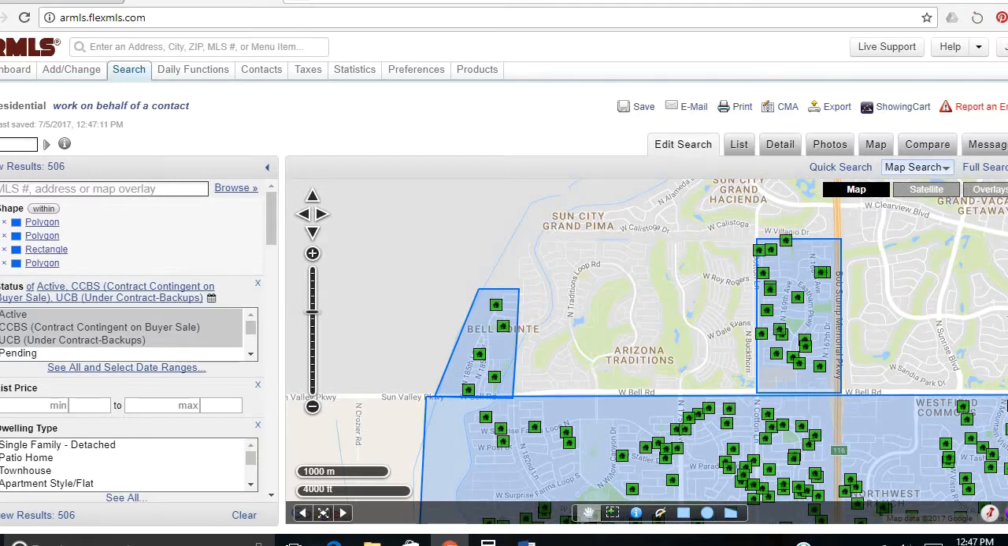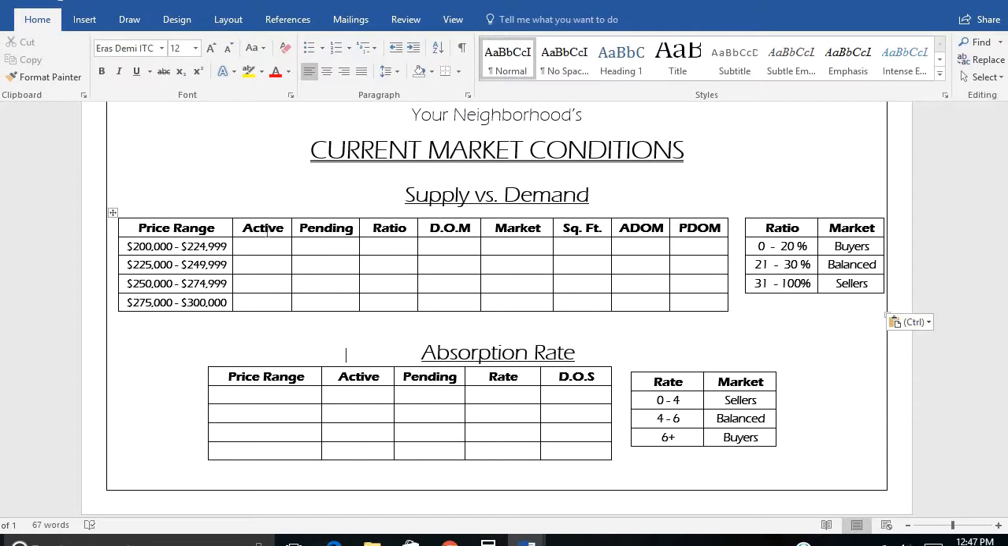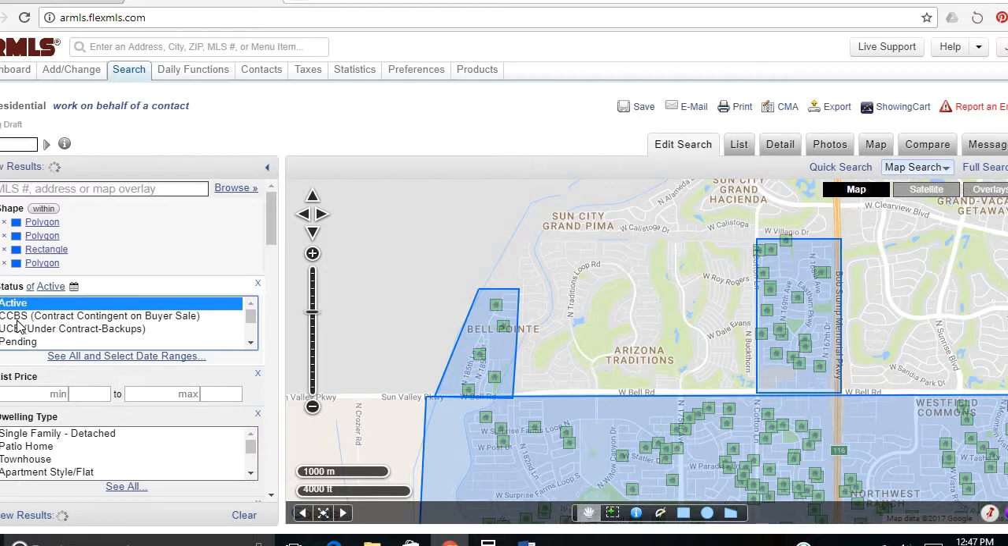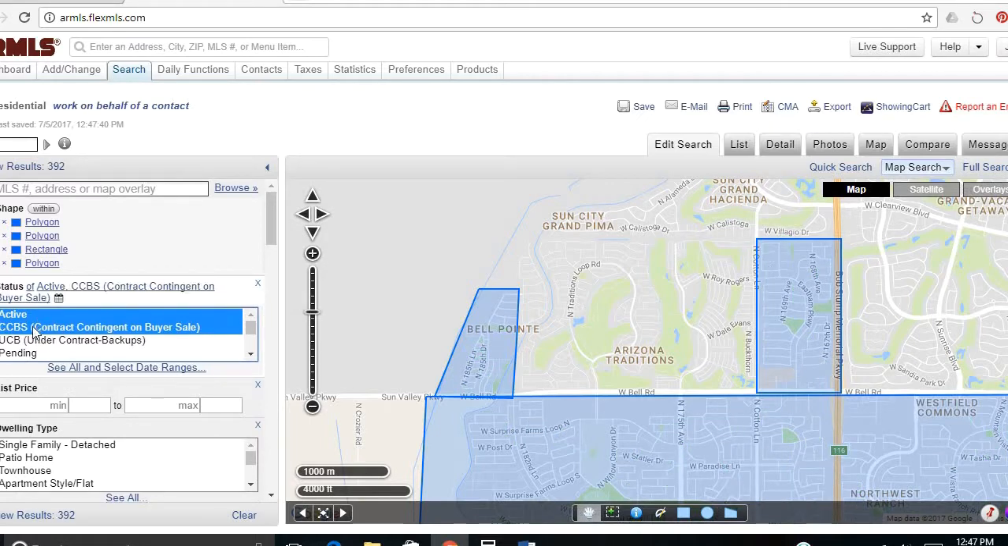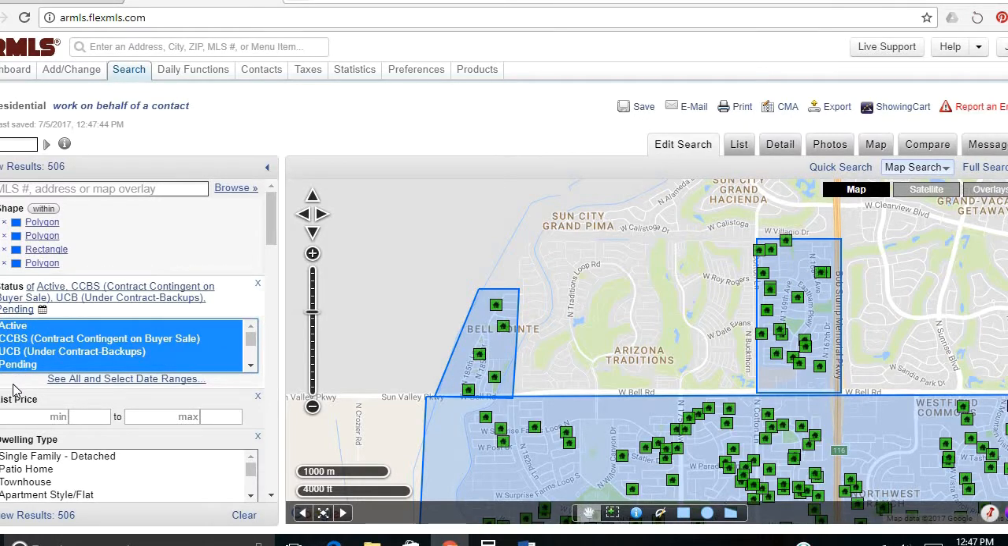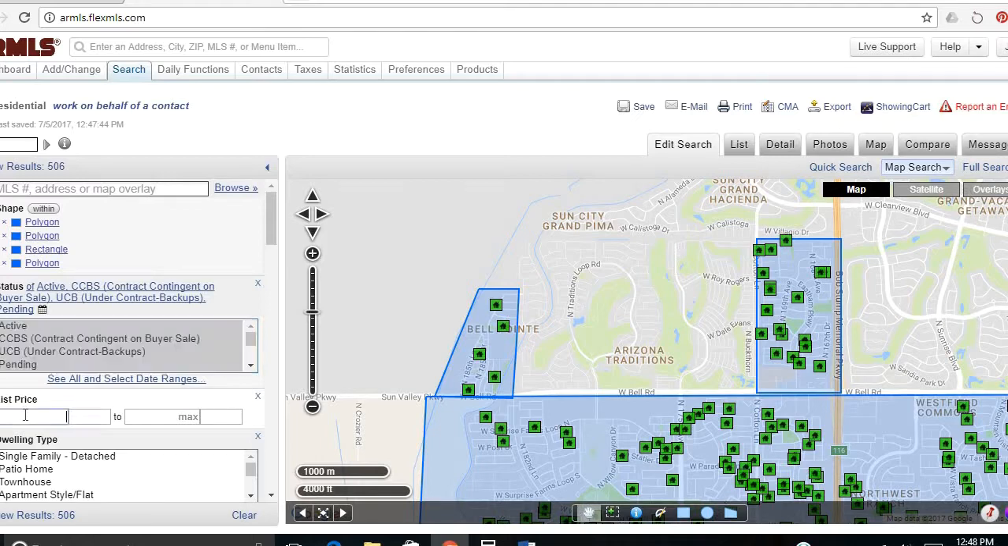So we've identified our price points and we've identified our geographical area. Now the next thing on the sheet is I need to figure out my active, pending, ratio, and the rest of the data. Starting from the top down on the search criteria, we're going to take active and then all of the different pendings: the CCBS, UCB, and pending. We're going to consider these three groups all as pending. They have an offer. They're under contract.